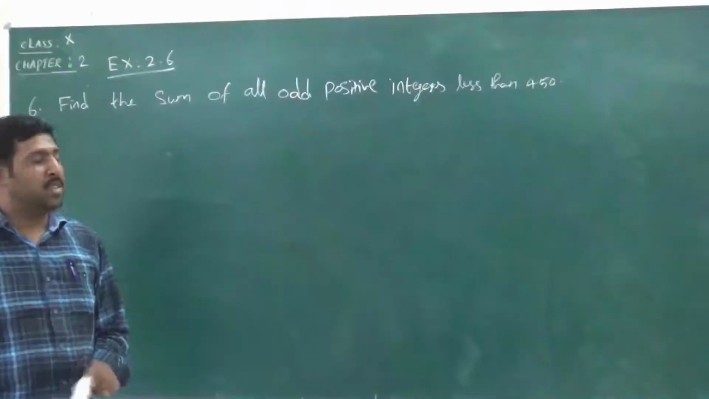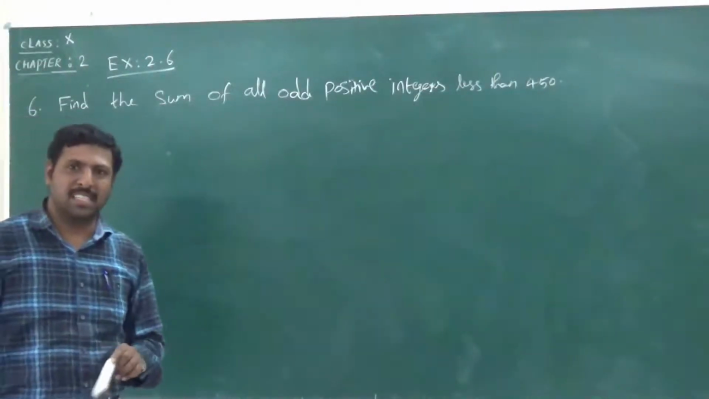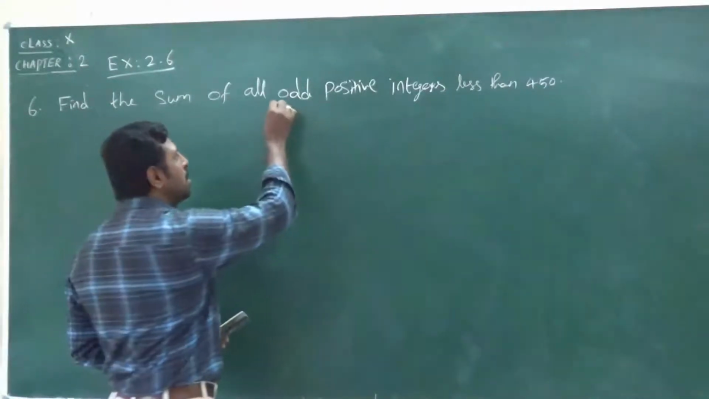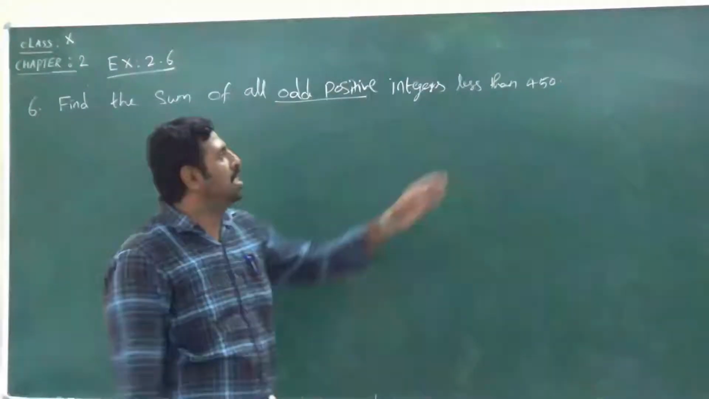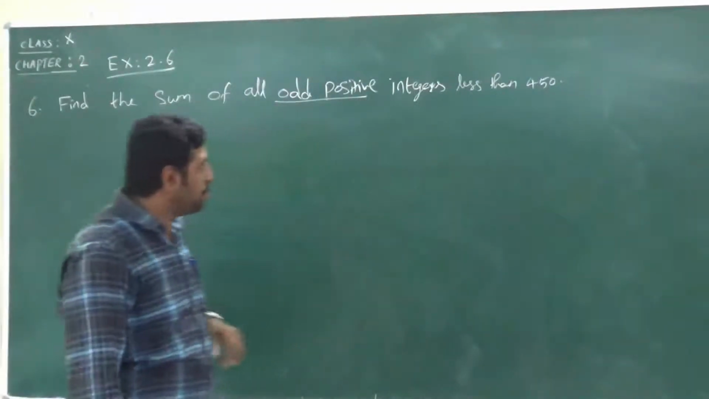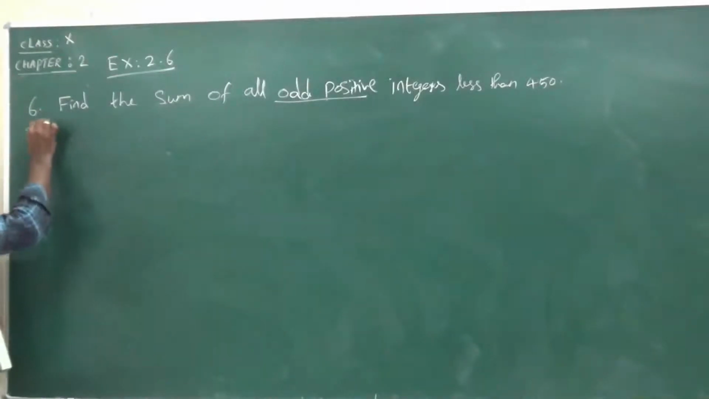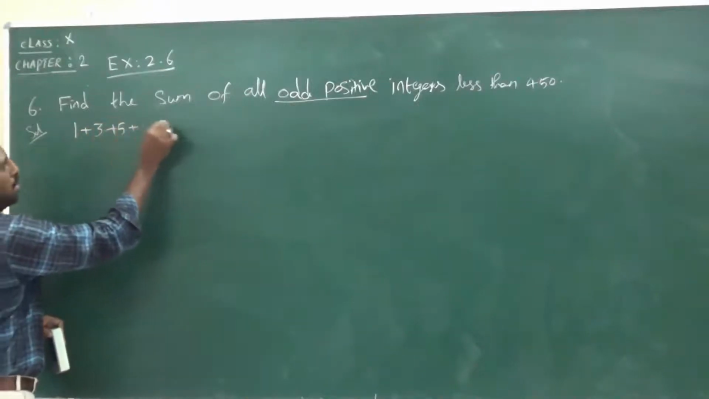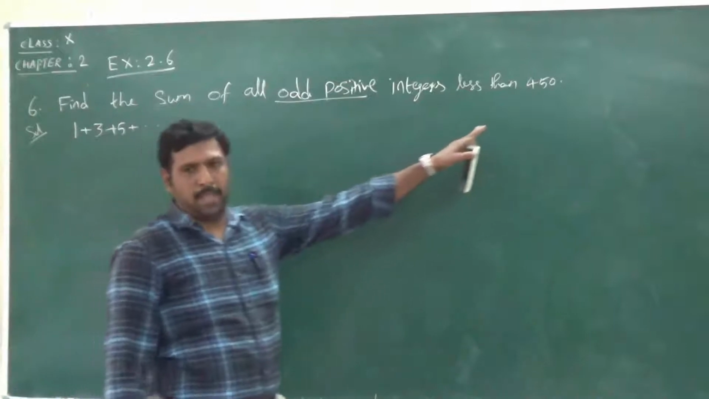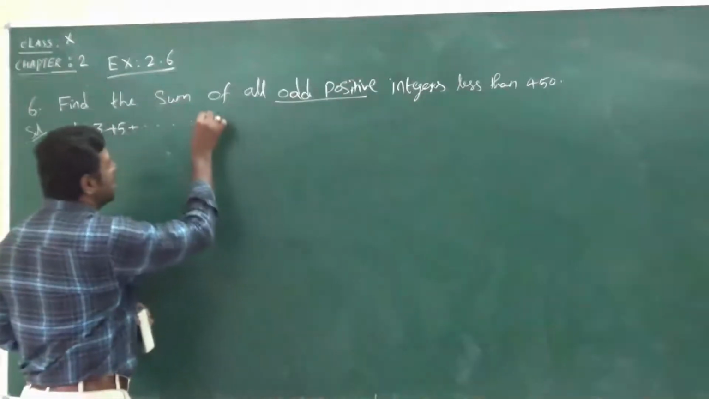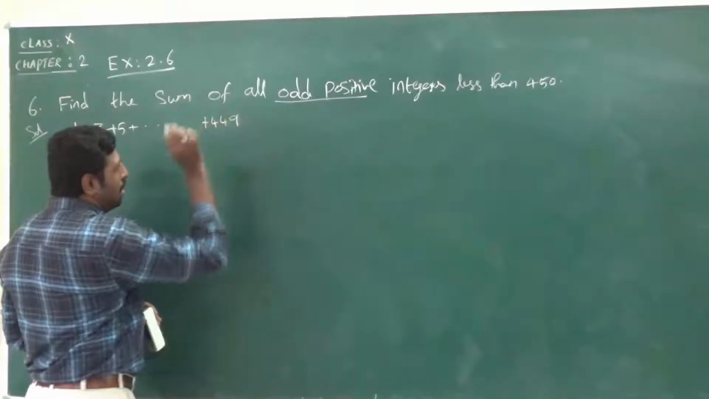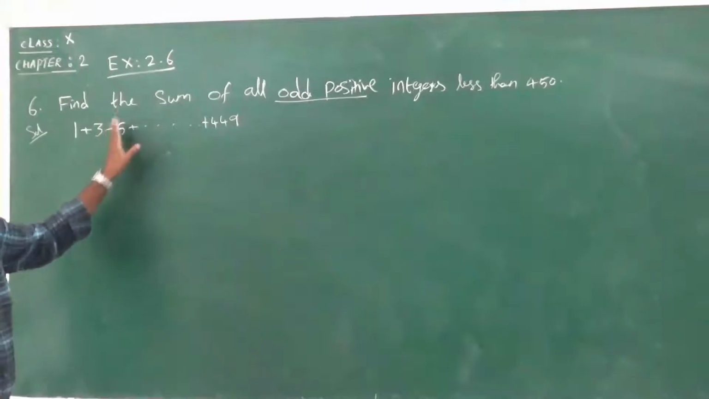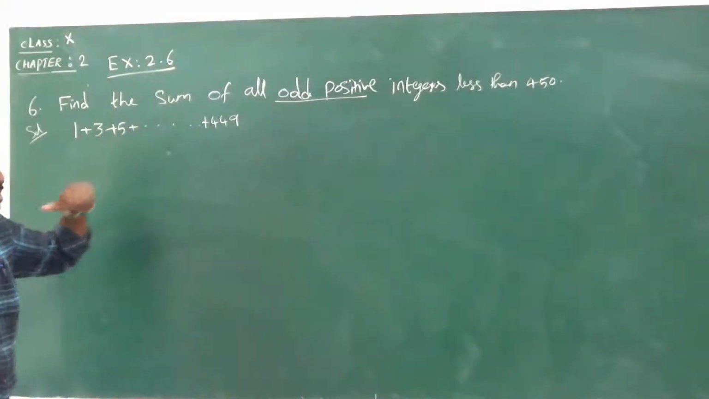Hi students, next we see question number 6 in exercise number 2.6. Find the sum of all positive integers that are less than 450, right? So first we know the odd numbers, that is 1, 3, 5, these are odd numbers up to less than 450. Less than 450 means 449 is the last odd number. These are the odd positive integers. We want to find the sum of these terms, right?